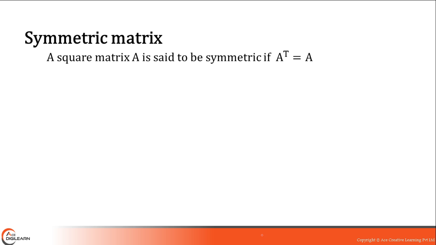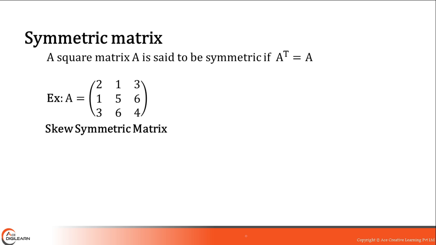Next, a symmetric matrix. If A transpose equals A, then A is called a symmetric matrix. Look at an example. A is a matrix of order 3 by 3, which is 2, 1, 3, 1, 5, 6, 3, 6, 4, whose transpose is itself.